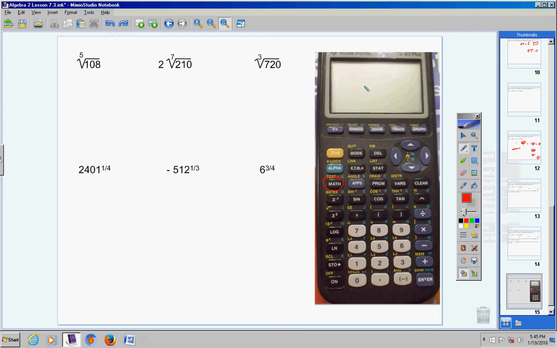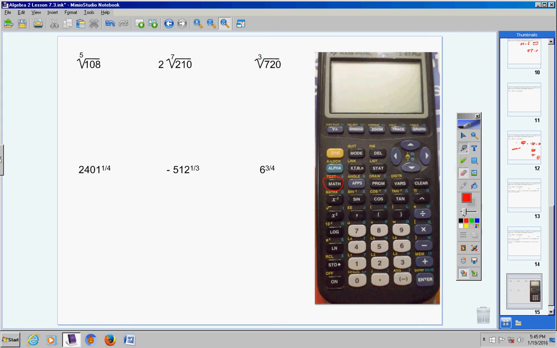And that's a great way to do it. In fact, you can type in a 3 first. That's your index, okay? Then hit math, then hit option 5, and this will pop up. And then hit 720. That's no problem. Please feel free to do that. You'll get the right answer. But another way to do it is this.